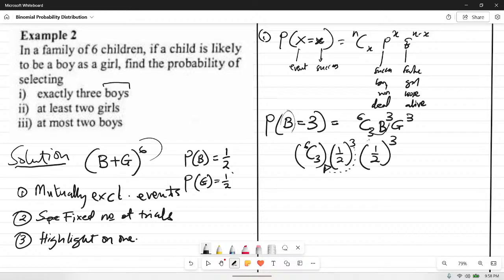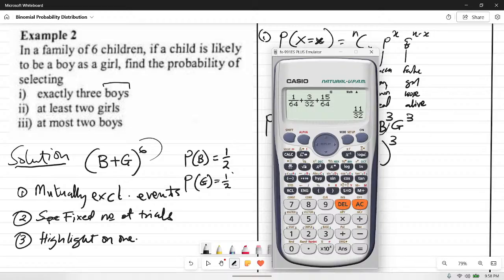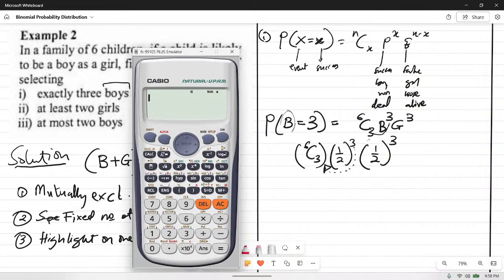Now the rest is calculator. So open bracket, 6 combination 3. Give me the answers if you've punched it.